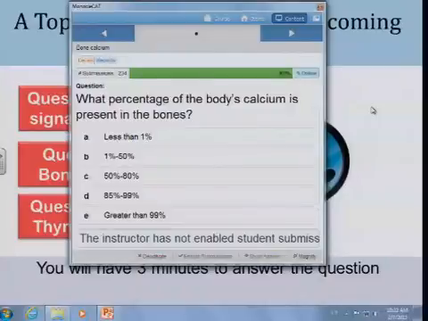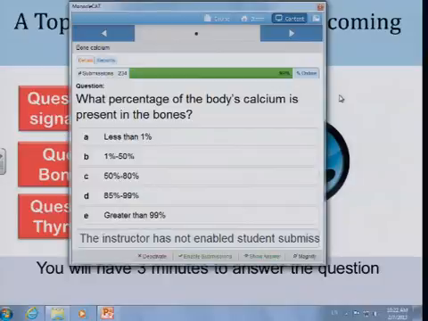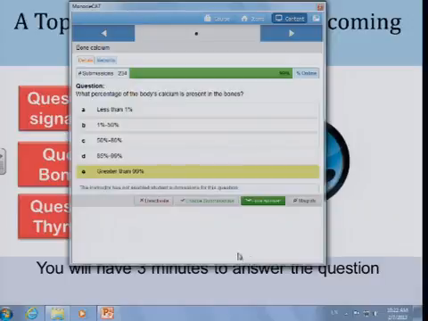All right. So how many got this one right? Some of you are not very confident. All right.